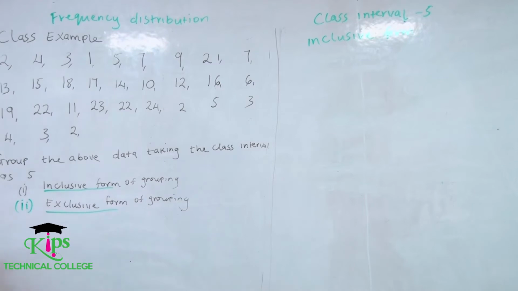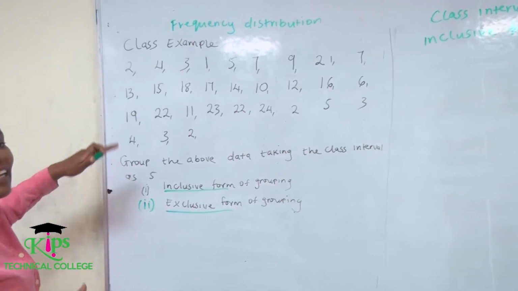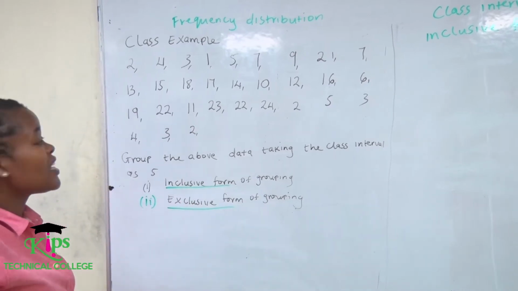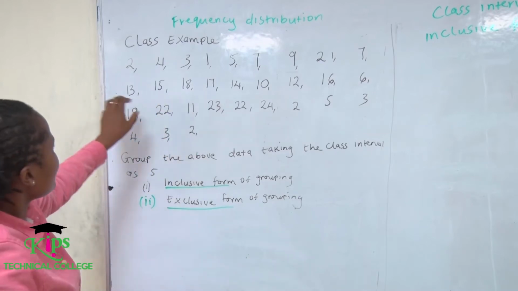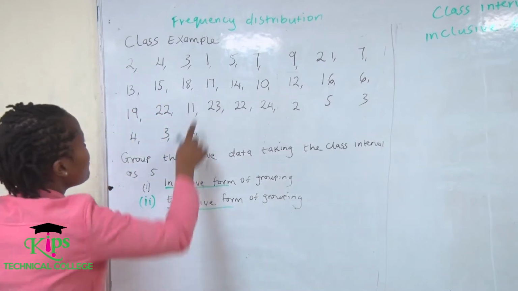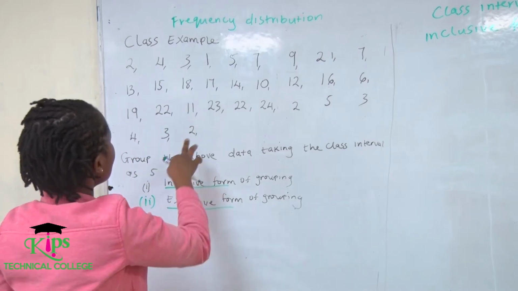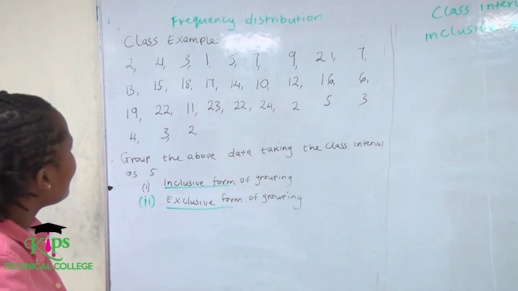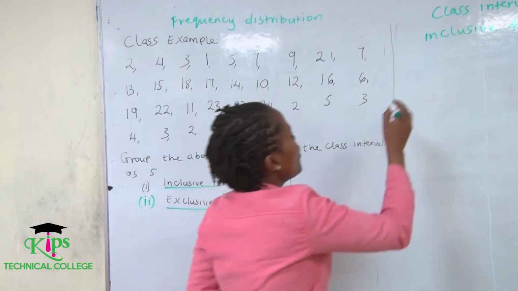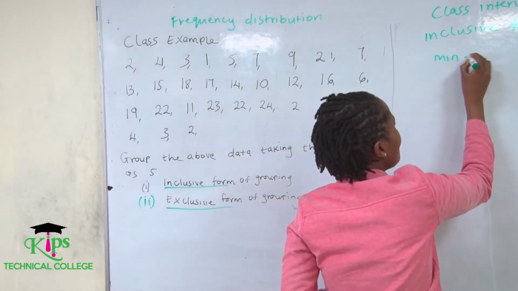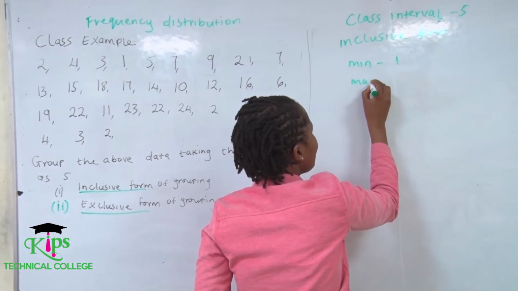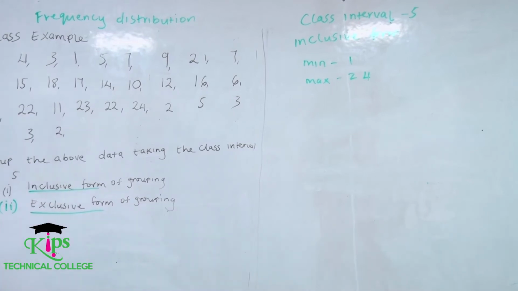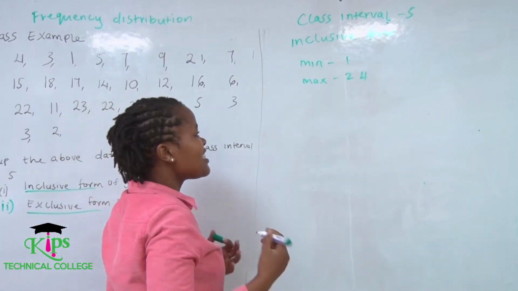In the raw data which we have, let's first identify the maximum and the minimum. So let's check our data very well. We have the minimum as 1, and the maximum is 24. So if the minimum is 1, it means the first limit will be 1.